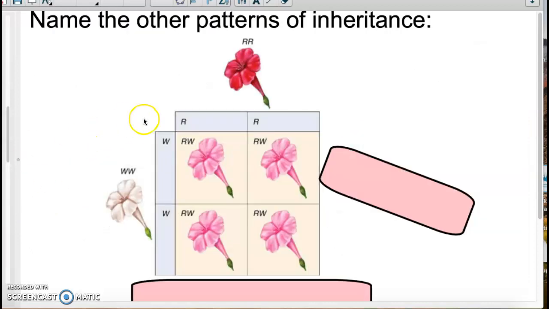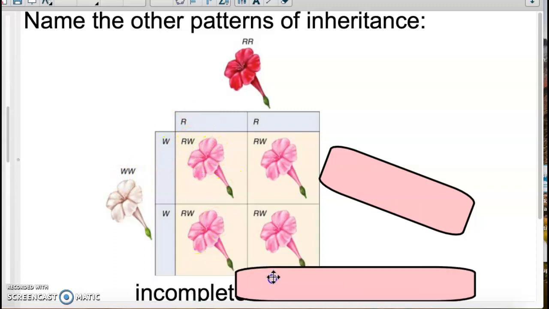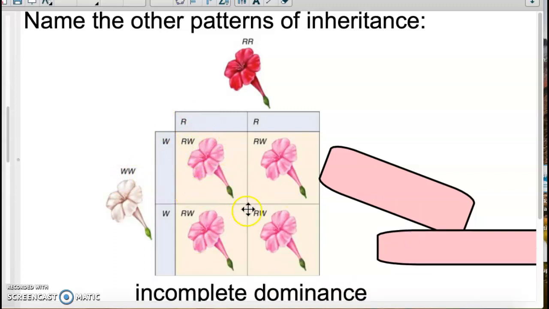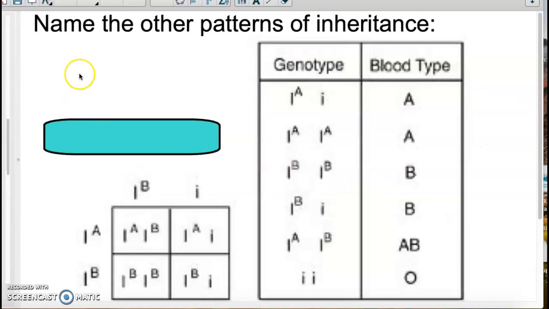So when we talk about exceptions to the rule, there are other patterns of inheritance that don't follow the law of dominance. In this one, you see a red flower and a white flower crossing that have homozygous dominant genotypes. When they get together, they have a heterozygous genotype, but instead of seeing red or white, we see a pink, we see a blend, and that is called incomplete dominance. You remember the word blend when you think of incomplete dominance.